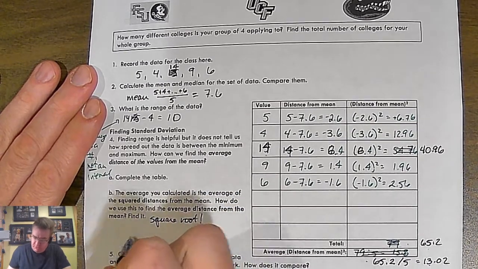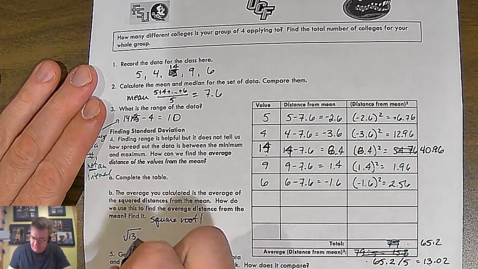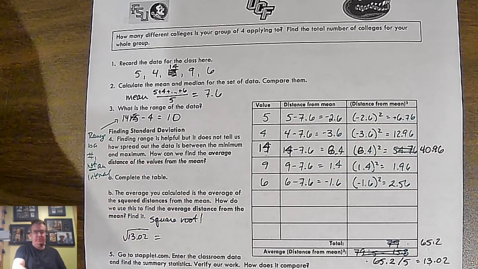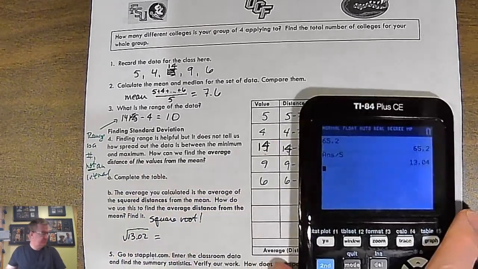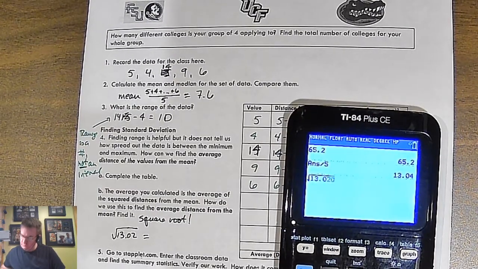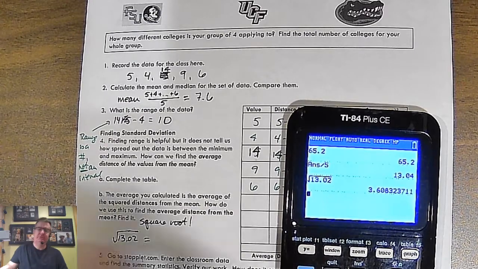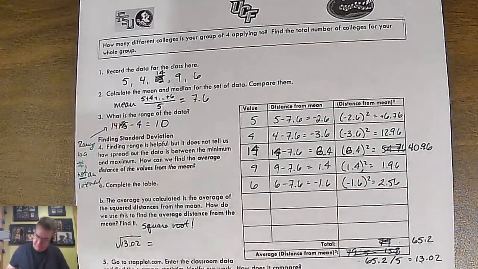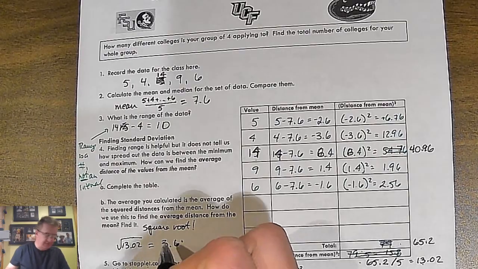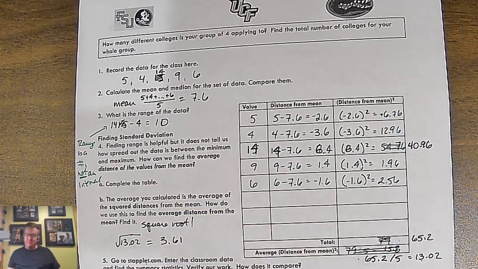So we're going to do square root of 13.02. And that would be 3.6. And we'll just keep it at 3.61. Let's go 2 decimal places.